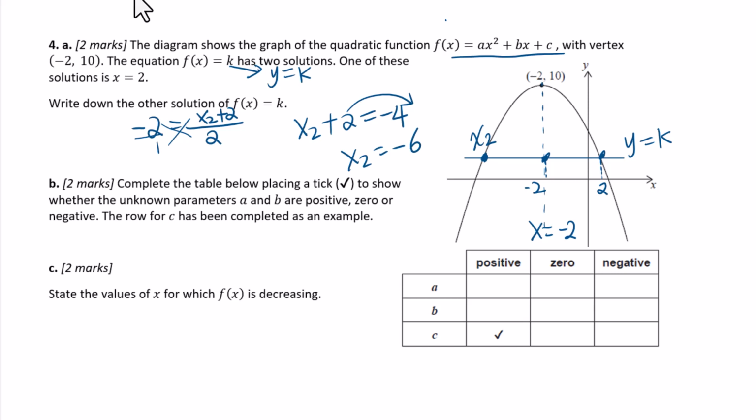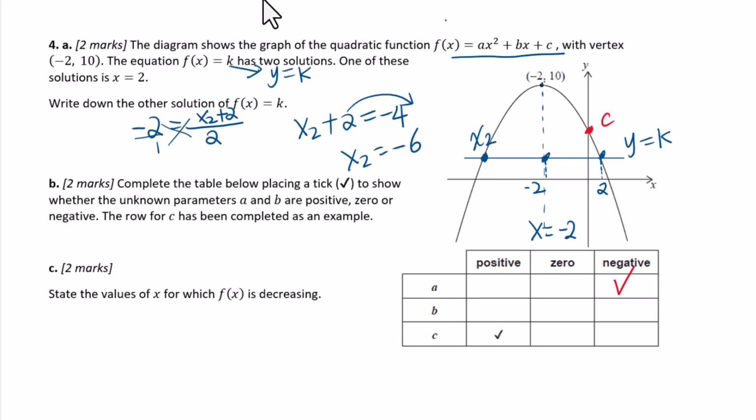Part b. Complete the table below, placing a tick to show whether the unknown parameters a and b are positive, 0, or negative. The rule for c has been completed as an example. We know c is the y-intercept. This is c. c is positive. Since the graph opens down, a is negative.